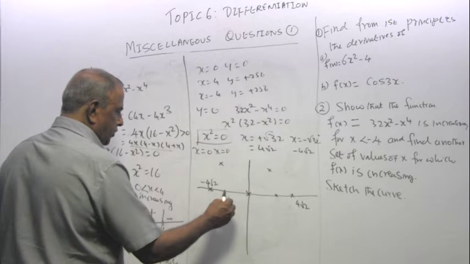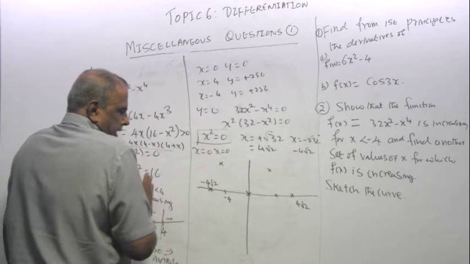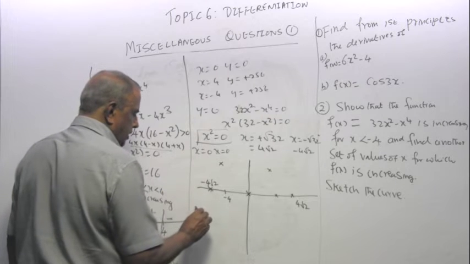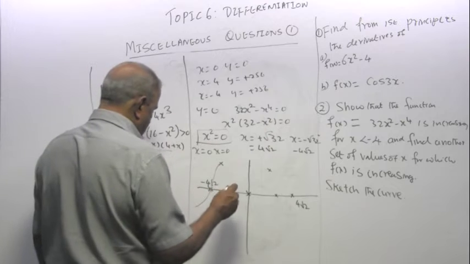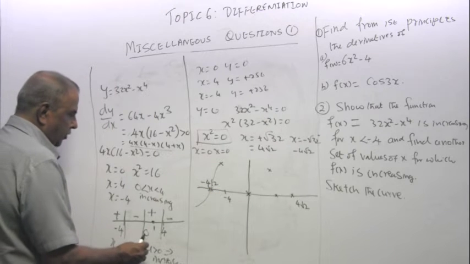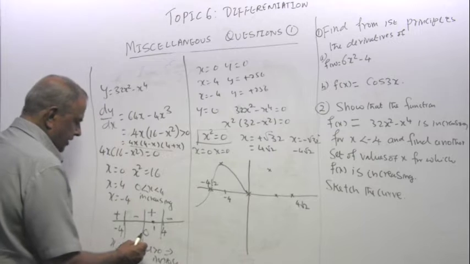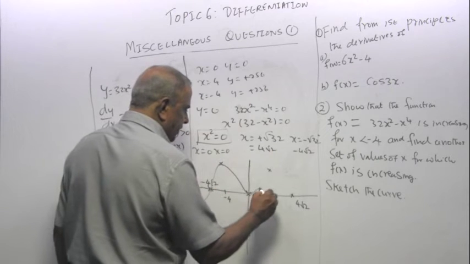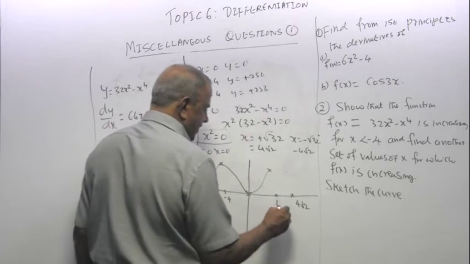Less than minus 4, in other words, if you approach from negative infinity to minus 4, the graph is increasing, so that has to be a maximum point. Between minus 4 and 0, the graph is decreasing. Between 0 and 4, the graph is increasing. More than 4, the graph is decreasing.